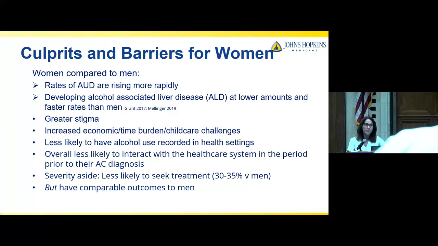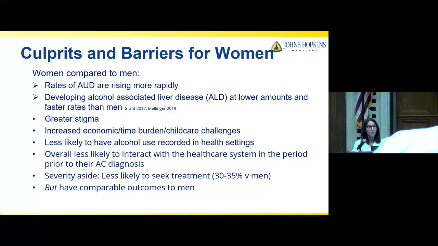And I want to make a special plea for women. There are culprits and barriers that affect women differently from men. So the rates of alcohol use disorder amongst women are rising more rapidly. And as you know, they develop alcohol-associated liver disease at lower amounts and faster rates than men.